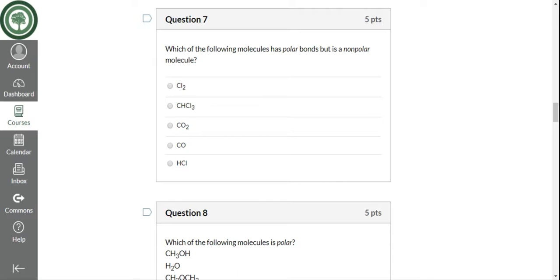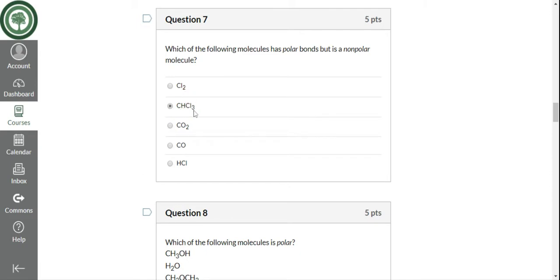For 7, which of these has polar bonds but is nonpolar? So first, it needs to have polar bonds. So anything bonded to itself, we can get rid of because that's not polar. And then the 2 on the bottom, those are both polar bonds, but the only way it can be nonpolar is if it's symmetric so that they cancel out.